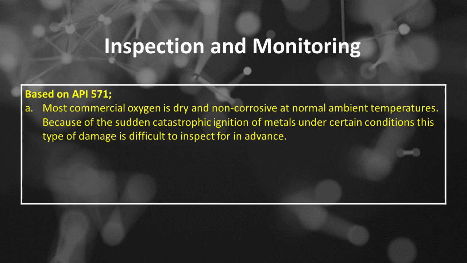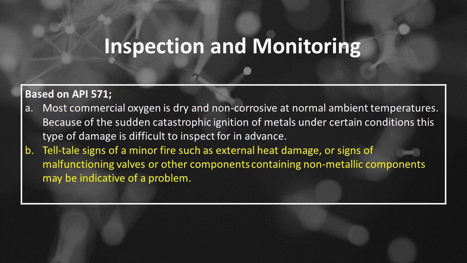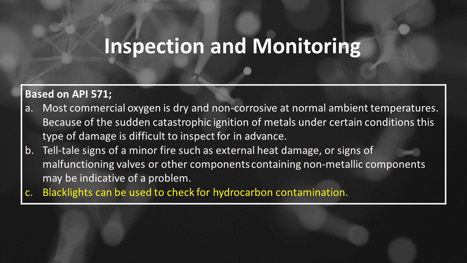Inspection and monitoring for gaseous oxygen-enhanced ignition and combustion based on API 571, Number A, most commercial oxygen is dry and non-corrosive at normal ambient temperatures. Because of the sudden catastrophic ignition of metals under certain conditions, this type of damage is difficult to inspect for in advance. Number B, telltale signs of a minor fire such as external heat damage, or signs of malfunctioning valves or other components containing non-metallic components may be indicative of a problem. Number C, black lights can be used to check for hydrocarbon contamination.